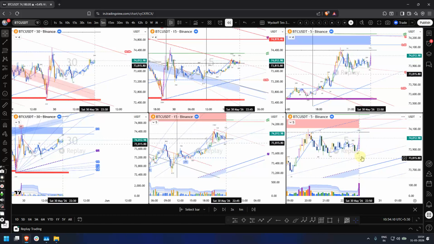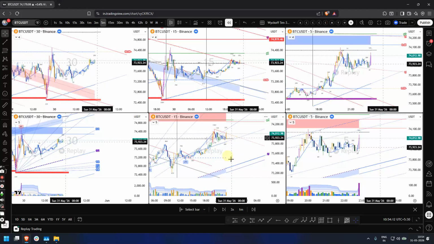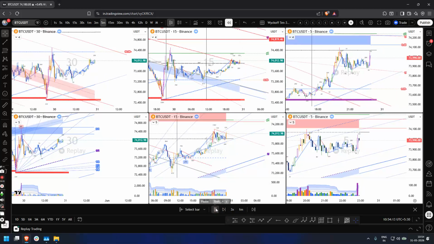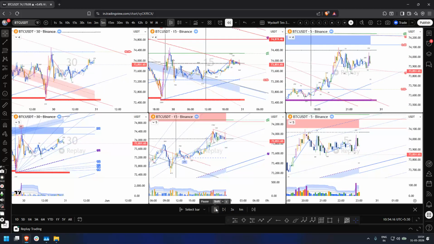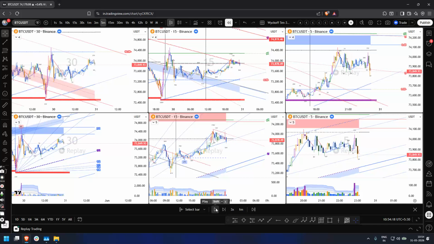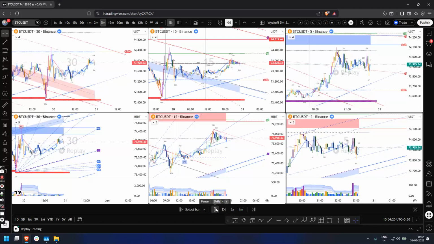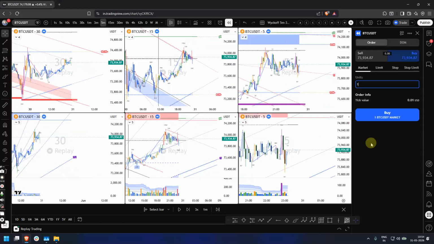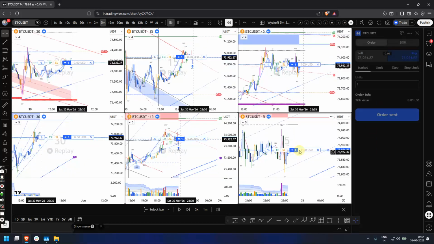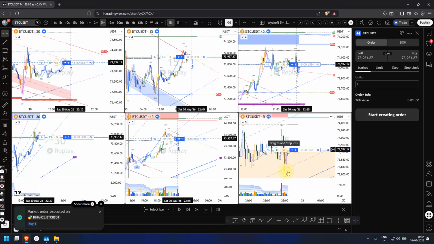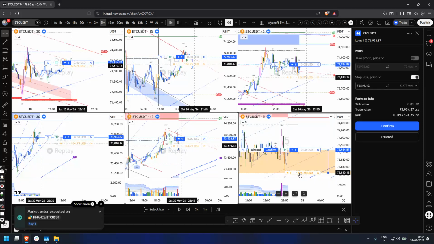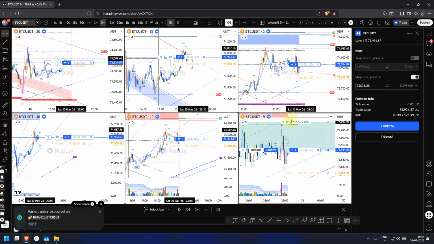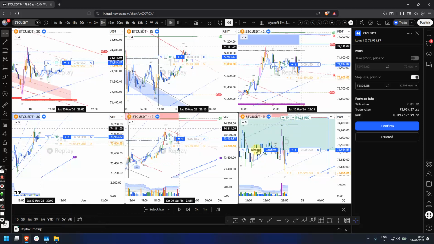But it's not around this trend line. I don't want to take that trade. Now it's on the trend line. This trade, I would risk it, because it's around the support line, right? And then let's see how it goes.